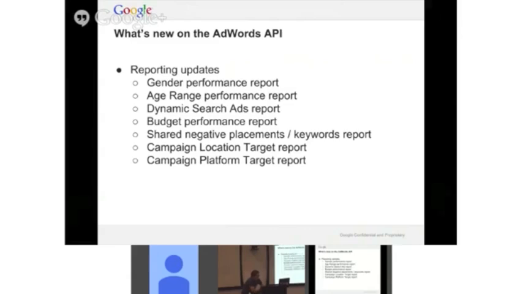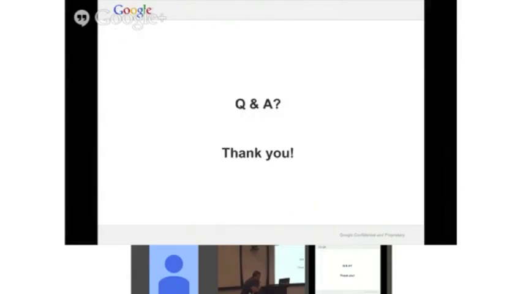As well, there have been some reporting updates. We have a set of reports available in AdWords. We have added gender and age range performance reports, the main two, and these are available now for the display network. Yeah, there are a lot of changes in each of the releases of the API. This is just a few of the highlights. So this is basically it.